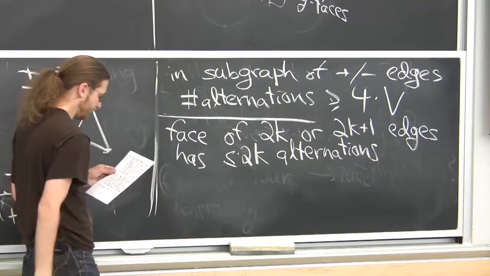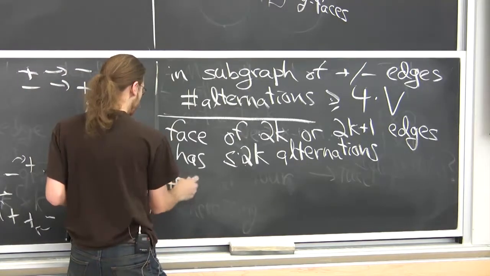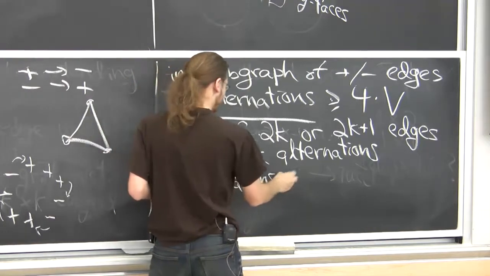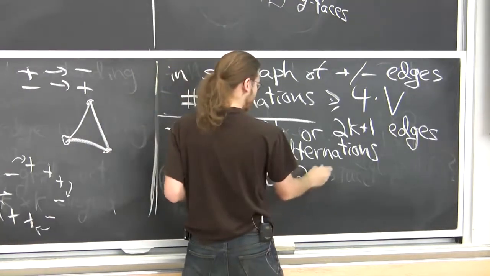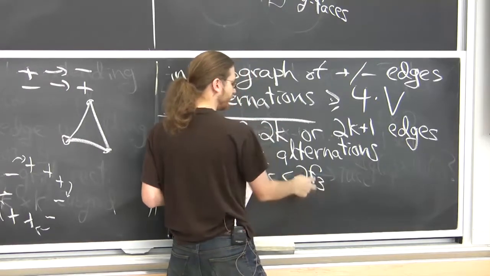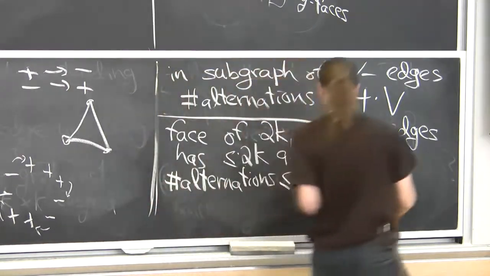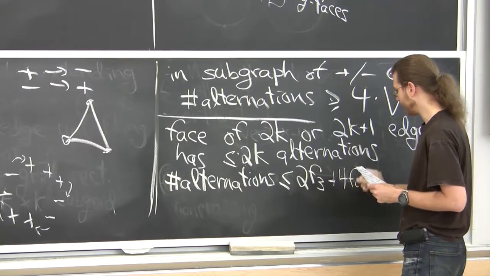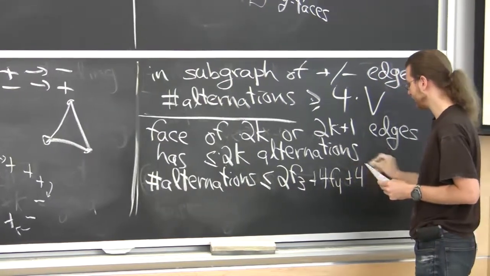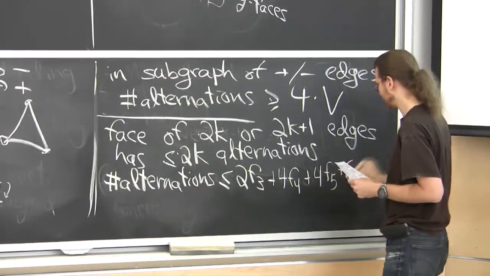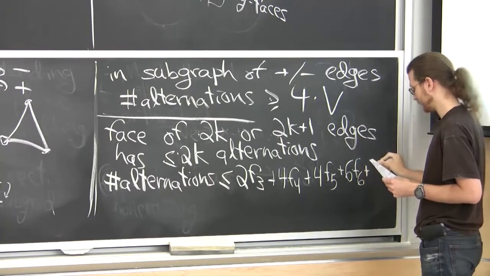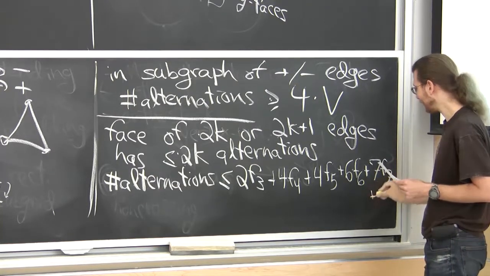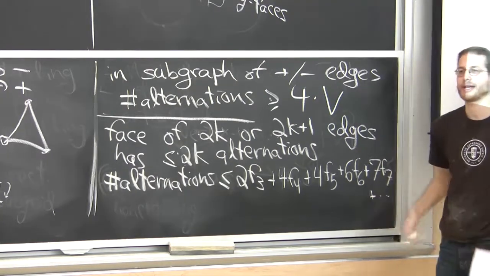Because now we can talk about the number of alternations is at most 2 times the number of triangles. F sub 3 is going to be the number of faces of degree 3. Plus 4 times the number of quadrilaterals, plus 4 times the number of pentagons, plus 6 times the number of hexagons, plus, why did I write 7? I wrote 7. I'm being sloppy. Okay, at that point, I don't care. 7 F7, 8 F8, 9 F9.